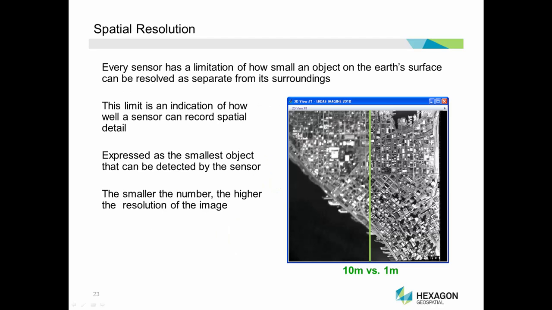Finally, we have spatial resolution. This is the type of resolution most commonly discussed with imagery. Each sensor has an inherent limitation on its spatial resolution, and each sensor is unique in this value. Expressed as the smallest object that can be detected by the sensor, the smaller the number, the higher the spatial resolution.